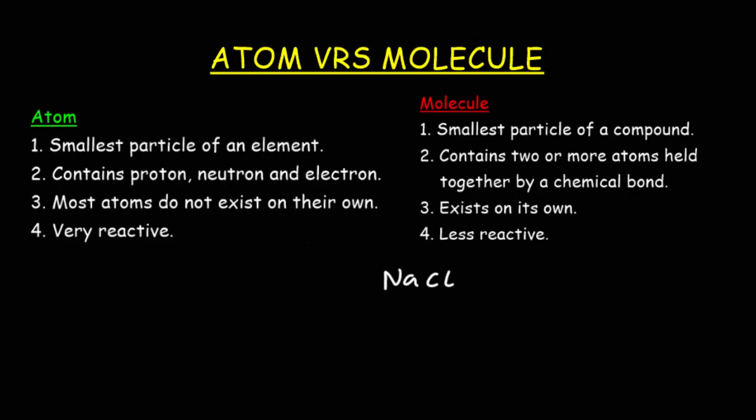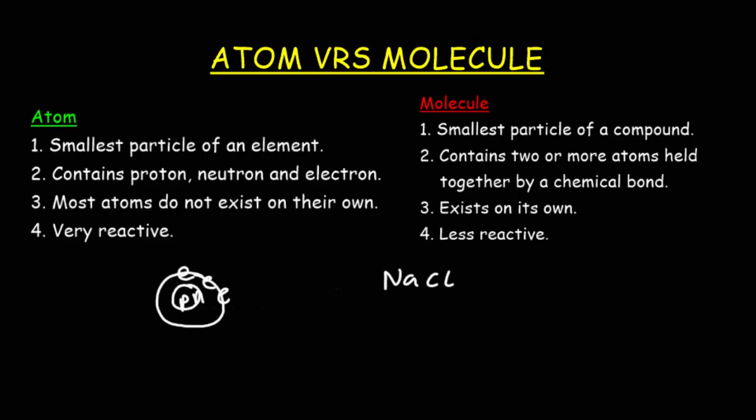Now the second difference is that an atom contains proton, neutron, and electron. Now, in one of the previous lessons, I said that if you pick any atom, it has a center called the nucleus. And around the nucleus, we have what we call a shell. On the shells, we have electrons. And in the nucleus, we have protons and then neutrons. So every atom contains proton, neutron, and electron.